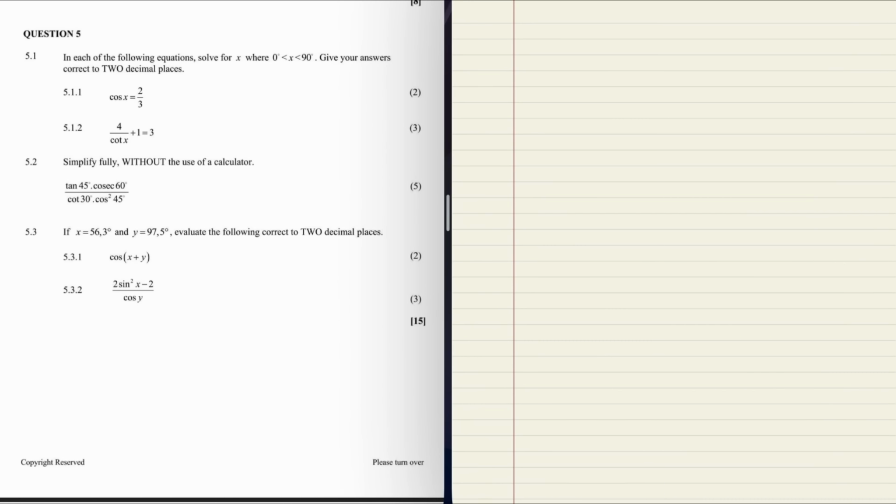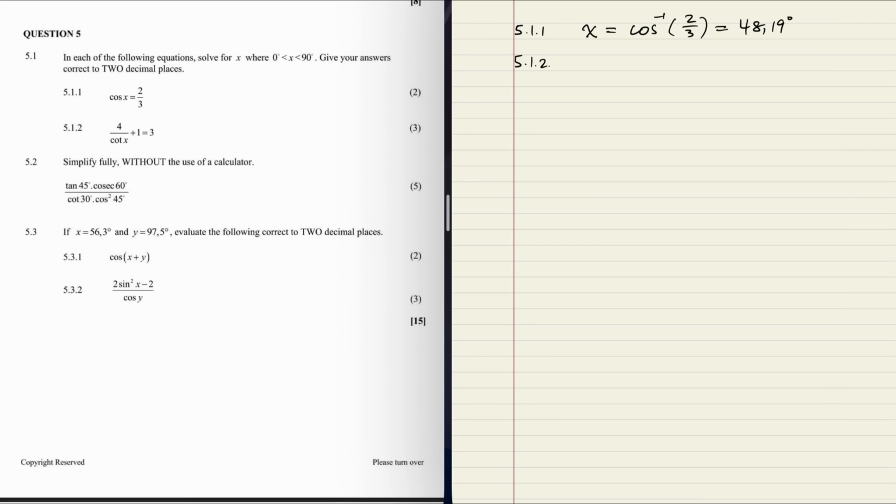So question 5. In each of the following equations, solve for x where x is between 0 and 90 degrees. Give your answers correct to 2 decimal places. So question 5.1.1, cos x equals 2 over 3. We'll take the cos across, so it's going to become arc cos, or simply on your calculator, you press the shift button and then the cos button. So x is going to equal arc cos 2 over 3, which is equal to 48,19 degrees.